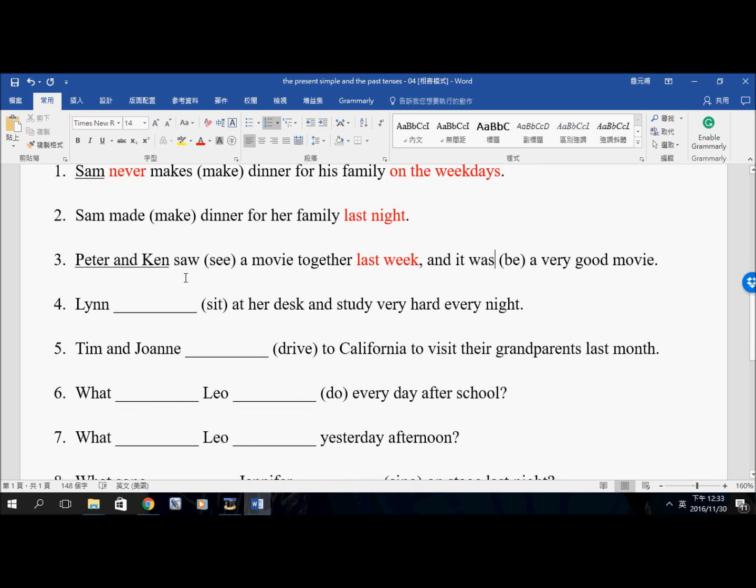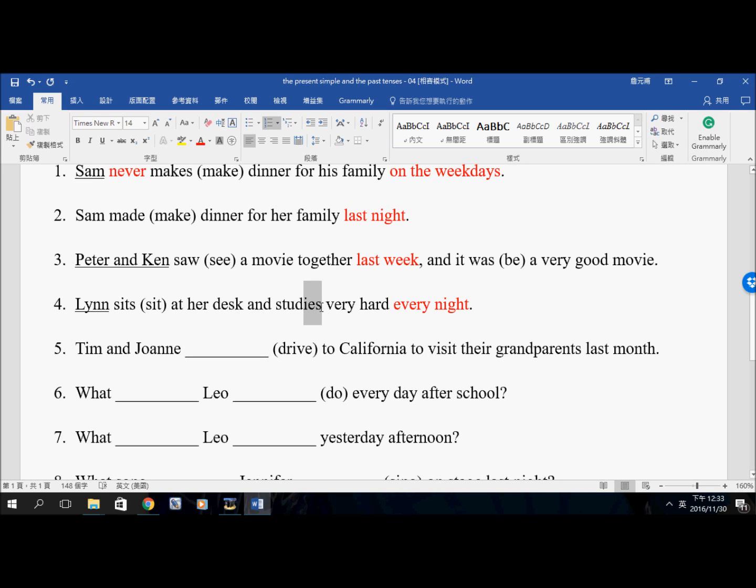Number 4, again, let's find a time marker. The time marker is over here, every night. Something that happens every night. It's the person's habit. And the person that we're talking about, it's Lynn. Third person singular. So habit, third person singular, present simple tense. Some changes with the word sit. It becomes sits. So Lynn sits at her desk and studies, so there's a typo, studies very hard every night.